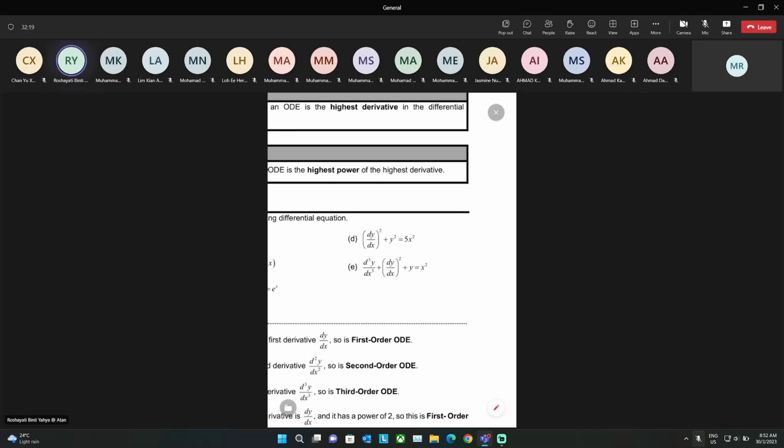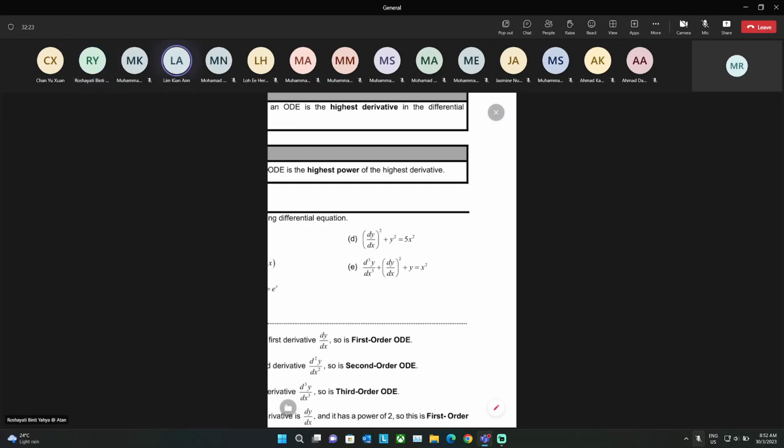First order, second order, third order? Third order. Yes, third order. Degree? First degree. First or second degree? First. Why first degree, not second?